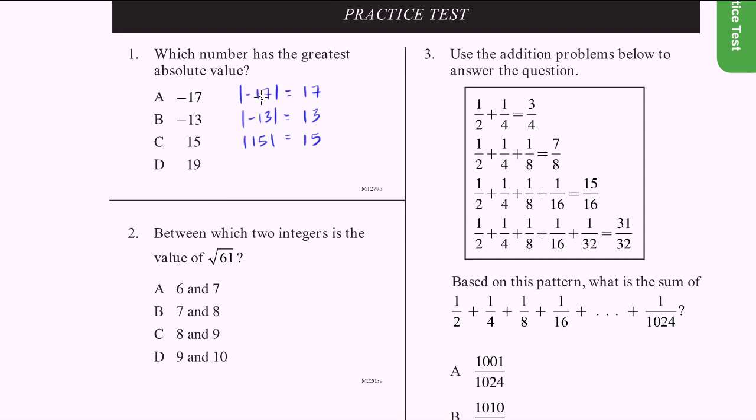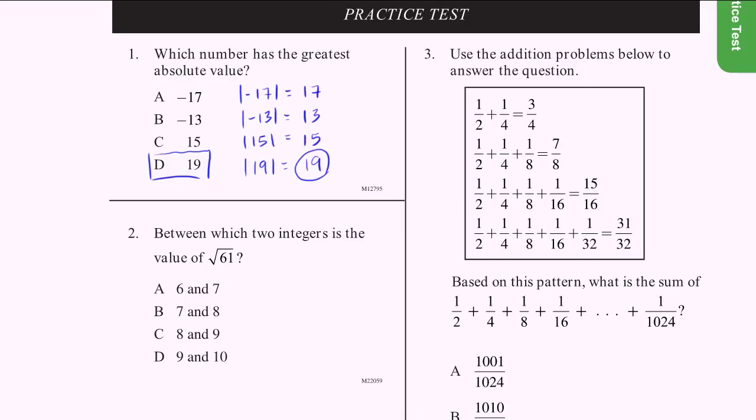The absolute value of a negative number is going to be positive, and the absolute value of a positive number is going to be positive. The absolute value is always going to be positive because you're just measuring how far you are away from 0 on the number line. And then finally, the absolute value of 19 is going to be equal to 19. So the number that has the greatest absolute value is 19. It also happens to be the largest number here. Just like that.